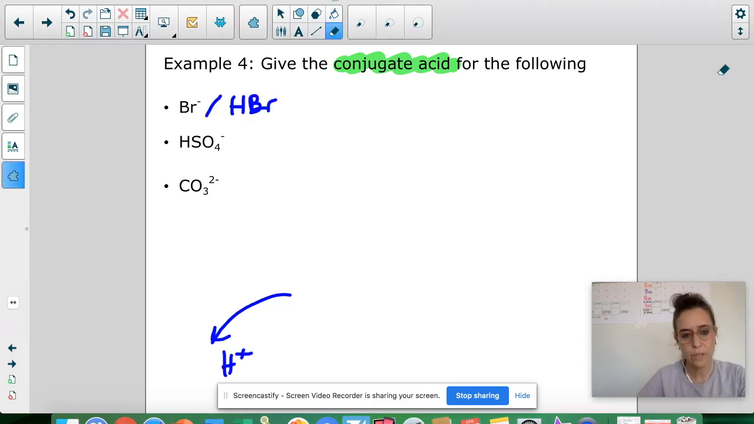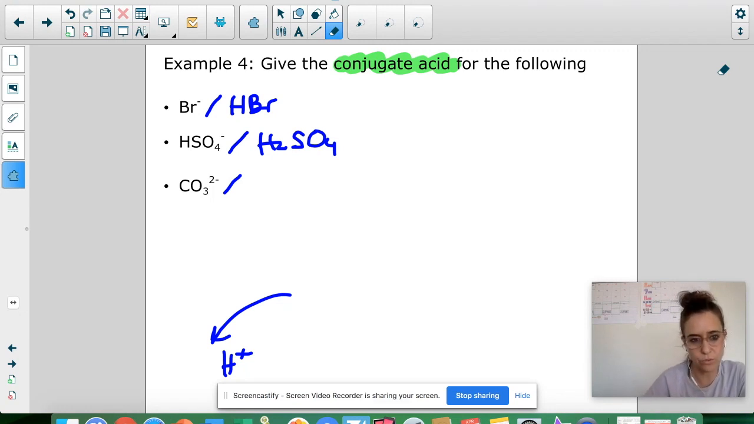HBr. Now, if you have HSO4 negative, and that is the base, to find the conjugate acid, you would have to add one proton. And adding one proton would mean that you would be forming H2SO4, and that is sulfuric acid. Finally, if you have the carbonate ion, and that's the base, and you want to find the conjugate acid, it would be the substance after adding one proton to the CO3 2 negative, so that would be HCO3 negative, that is bicarbonate.